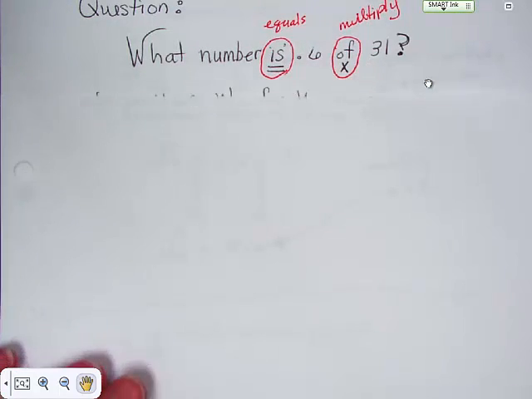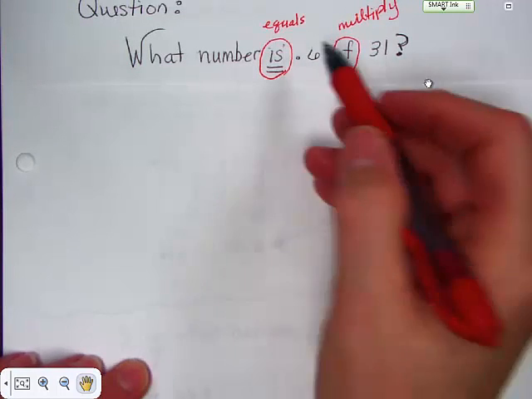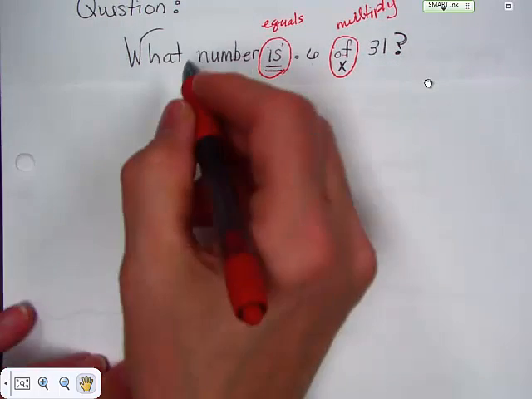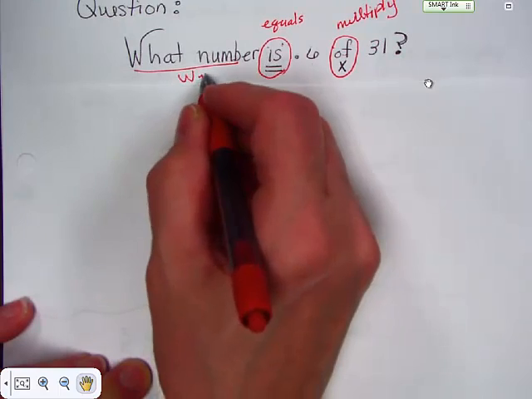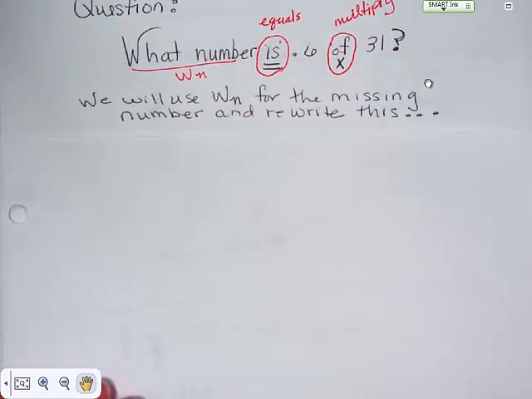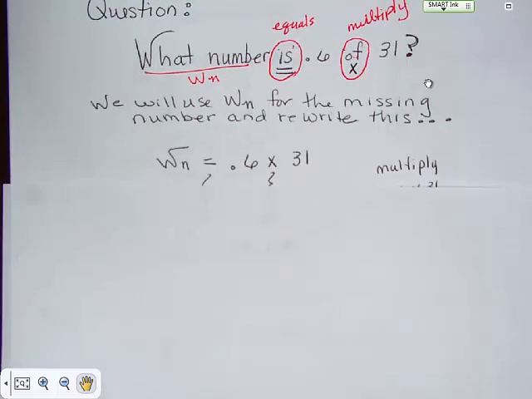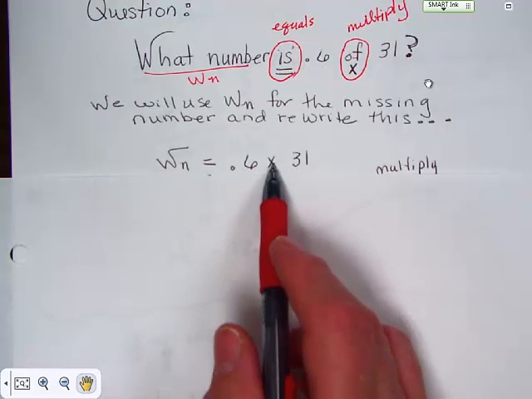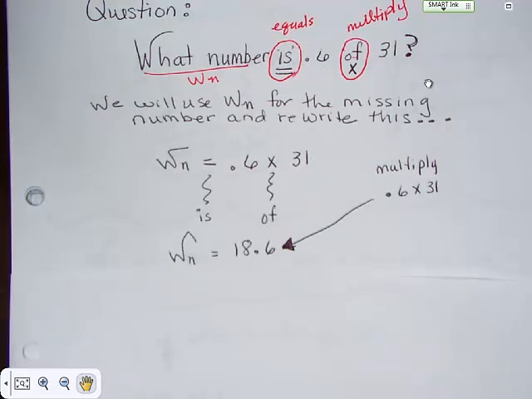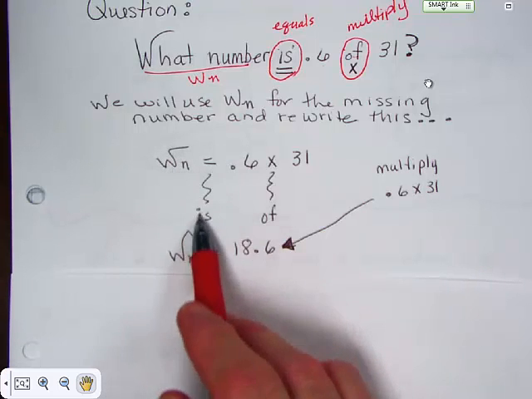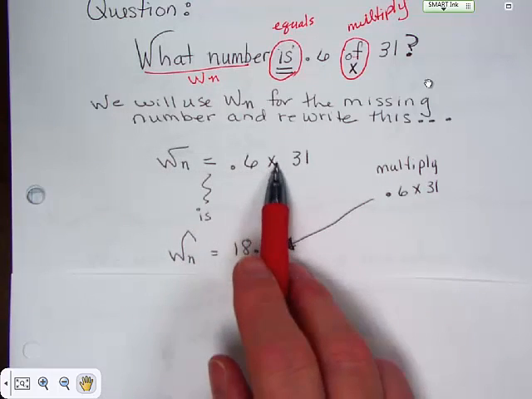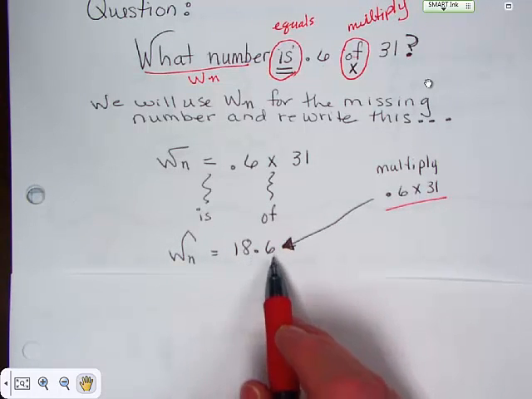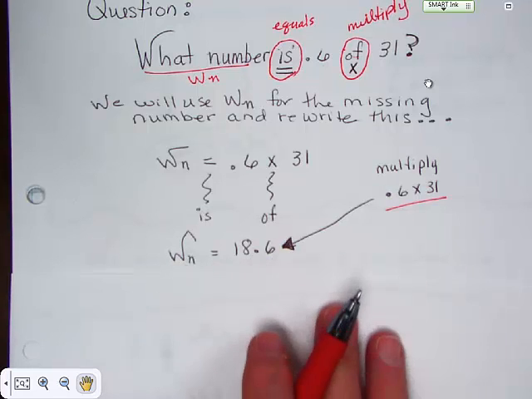So let's look at it again. What number equals 0.6 multiplied by 31? So we're going to use WN for what number, and we're going to rewrite this to look like this. What number is 0.6 of 31? So we would leave the what number by itself, have an equal sign here, and take 0.6 times 31. When we multiply that out, we end up with 18.6. That's the answer. That's the what number.